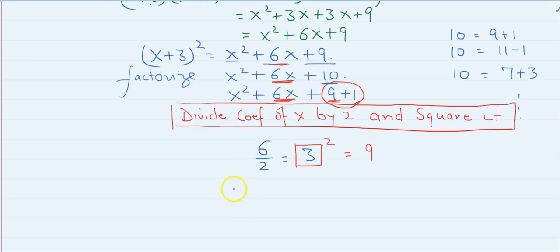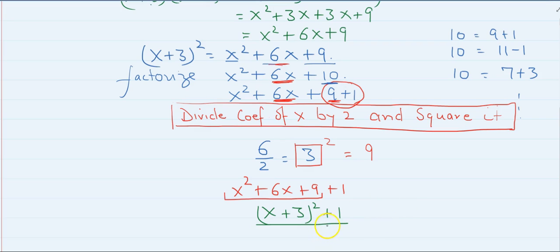So this question will become x squared plus 6x plus 9 plus 1. This one we know that this is x plus 3 square plus 1. So that's how we are completing the square.